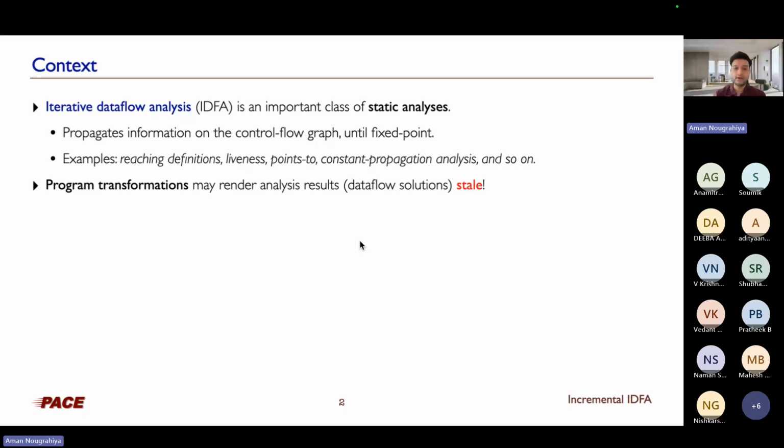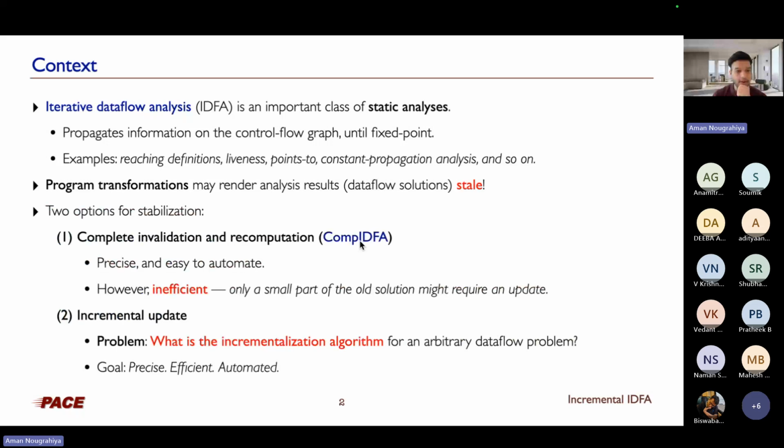So now during compilation of a program, it may undergo a lot of optimizing transformations. And as a result of these transformations, the data flow solutions, or the results of these data flow analyses, may become stale and hence they have to be stabilized. So what is stabilization? It is nothing but making sure that the result of the analysis correctly reflects the modified state of the program, or the modified program. There are two types of stabilization, or two options to stabilize.